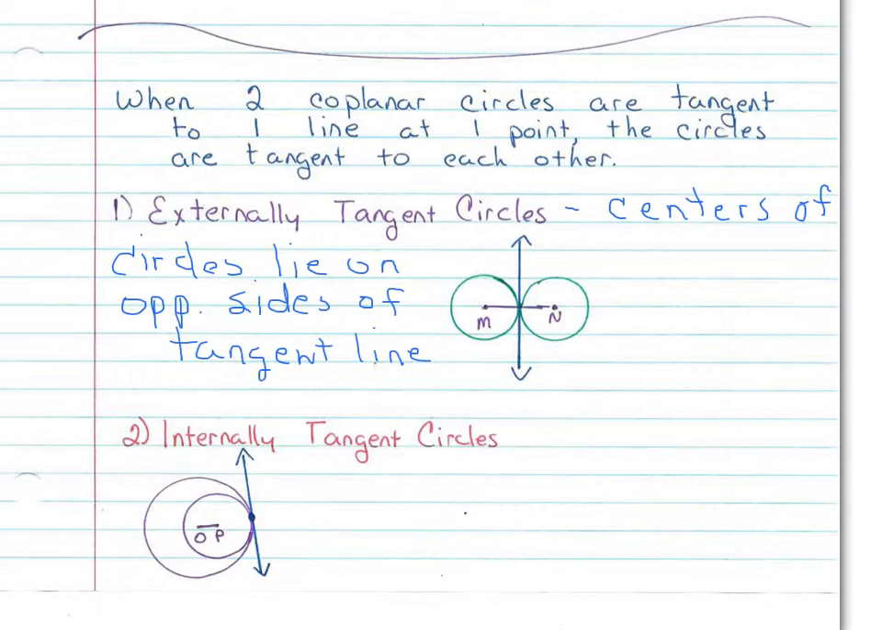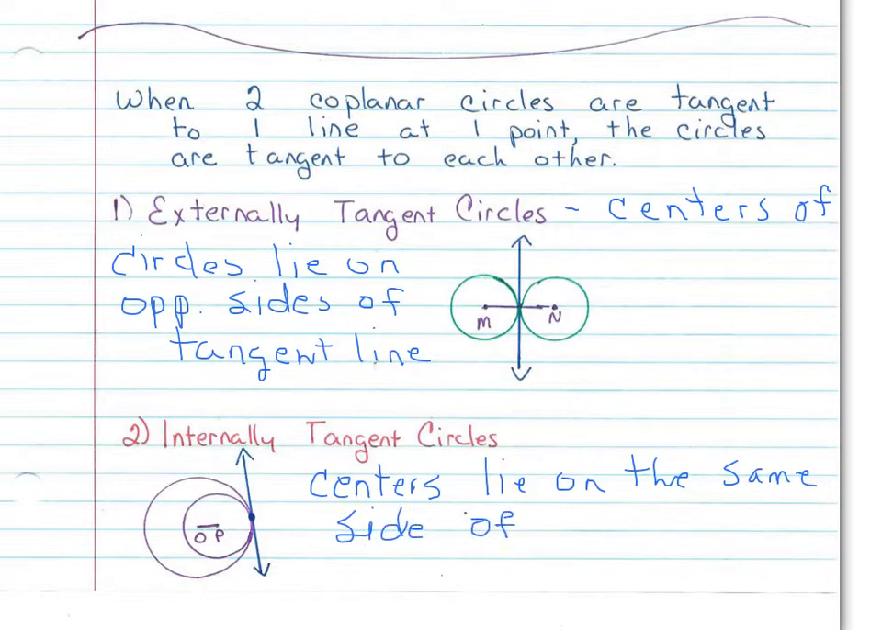We also have internally tangent circles. The centers lie on the same side of the common tangent. The centers lie on the same side of the common tangent.